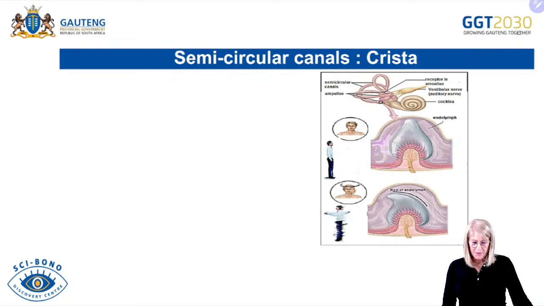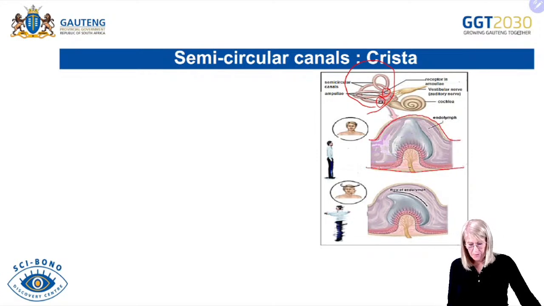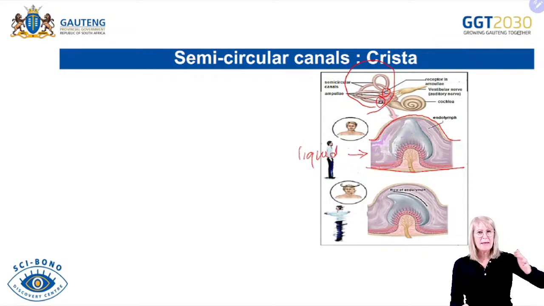Have a look at the diagrams here. In the diagram at the top you can see your semicircular canals, and at the base of each semicircular canal, in the ampulla, or the little swelling, we find the structure. Here you can see the little swelling in the tube. Basically what we have in there, remember we said it was liquid filled. When I move my head, that liquid is not runny like water. It's a little bit more gel-like.